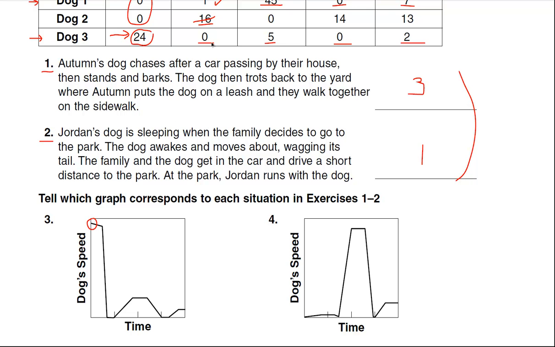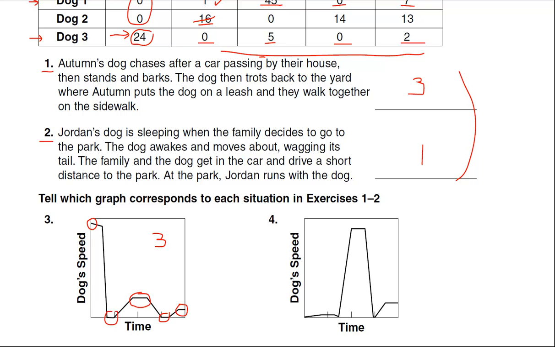Then it goes to 0, right here. Then it goes to 5 miles per hour. Then it goes to 0 again. Remember, we're talking about dog 3 here. That's this bottom line right there. And then it goes 2 miles per hour. So this is obviously dog 3.